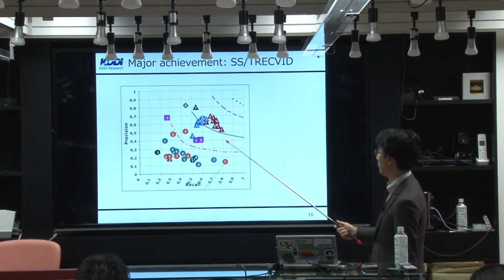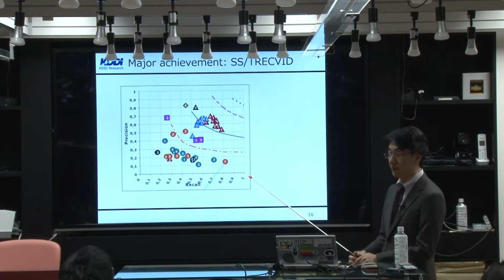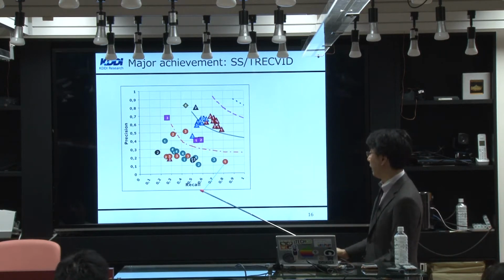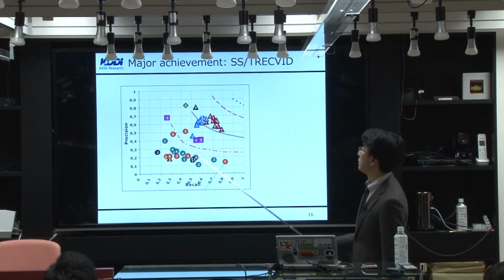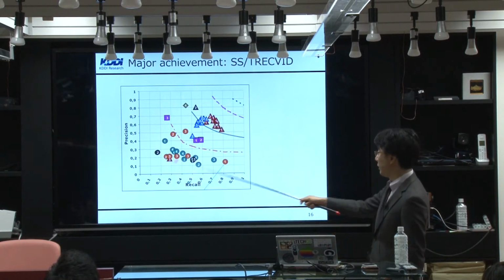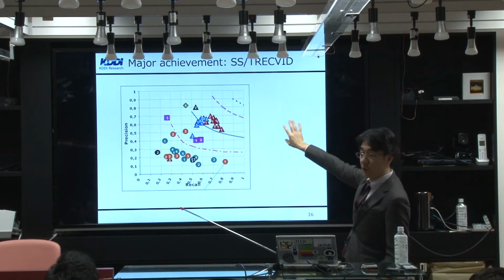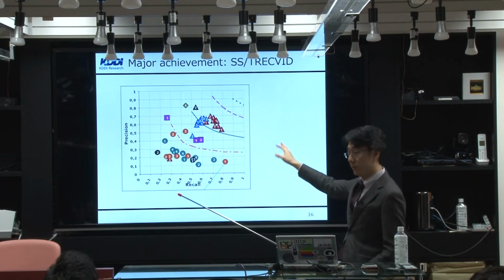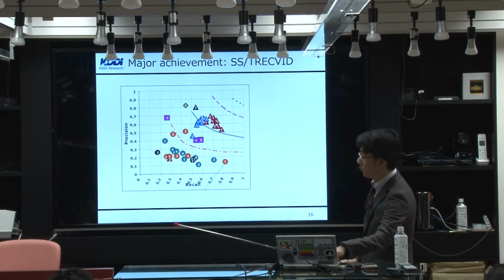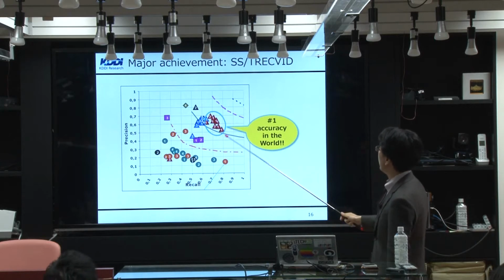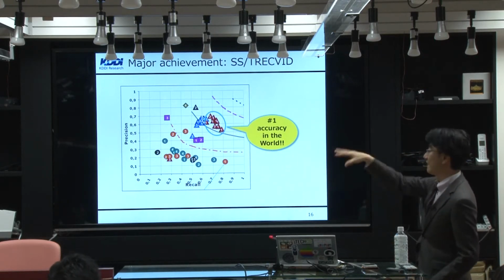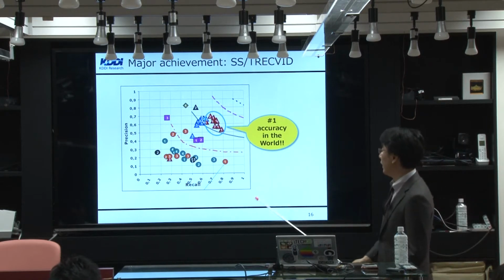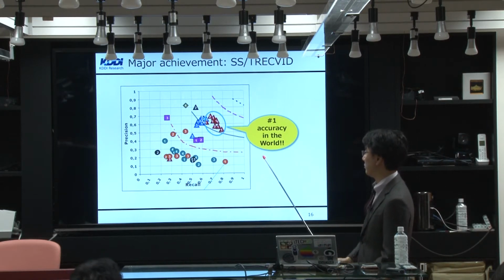The different colored shaped icons represent each organization. And the graph here is the recall and precision. So simply said, the closer to the upper right corner of the graph, the better the results. And we were here. So we were the best in this year in this task, which we were pretty happy about.